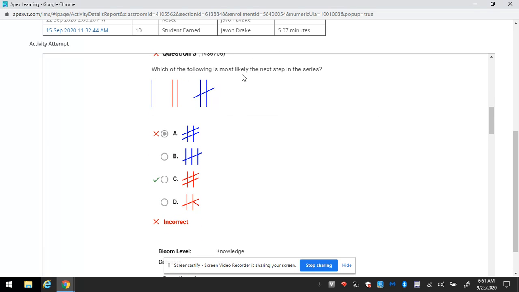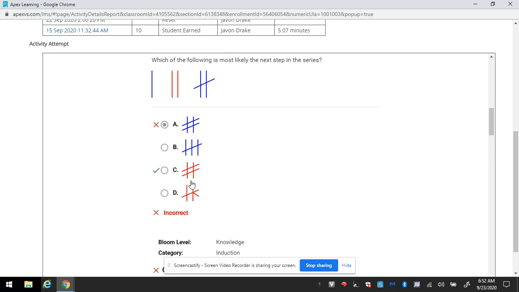Which of the following is most likely the next step in this series? So if we look here, we have 1 blue line, 2 red, 3 blue. So the next one in our series should be 4 red, because we have blue, red, blue. You had the 4 right, but it would need to be 4 red.